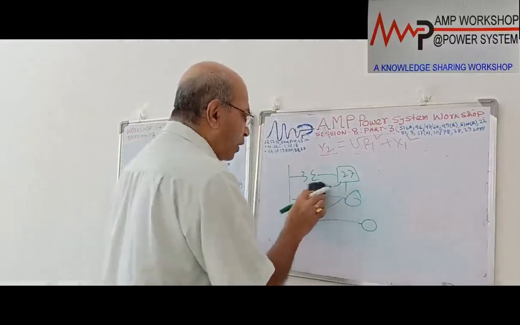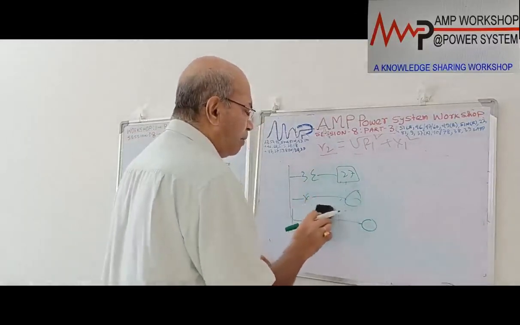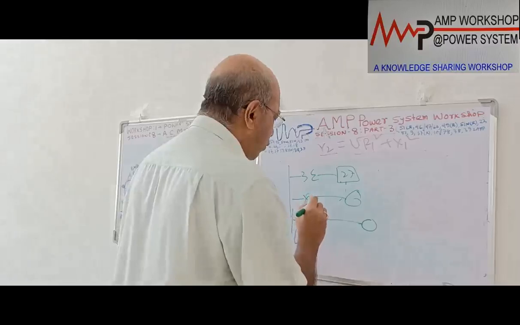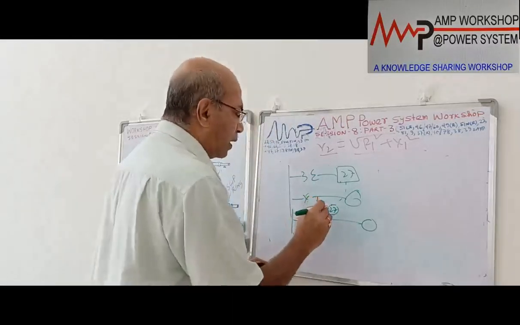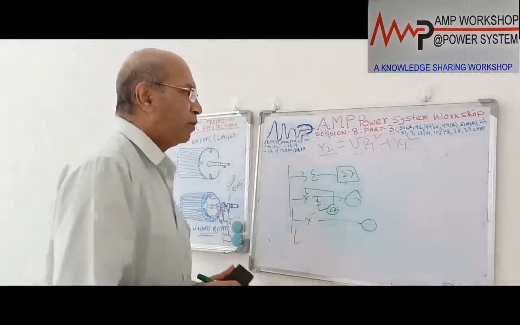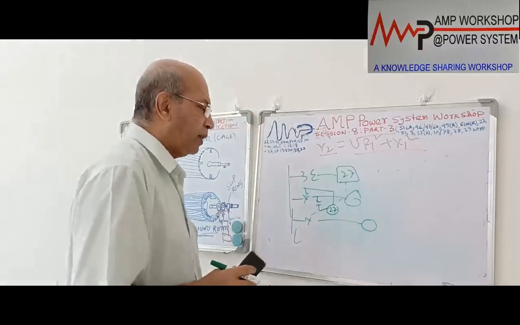And for an individual motor, if we want, we put a PT on it, and that PT will be connected to a 27 under voltage relay. That under voltage relay will trip this breaker. So this under voltage protection is required.